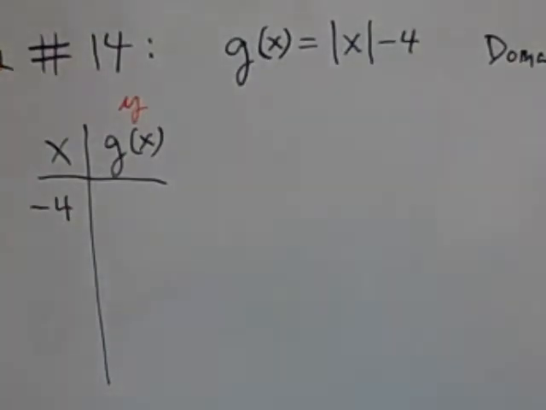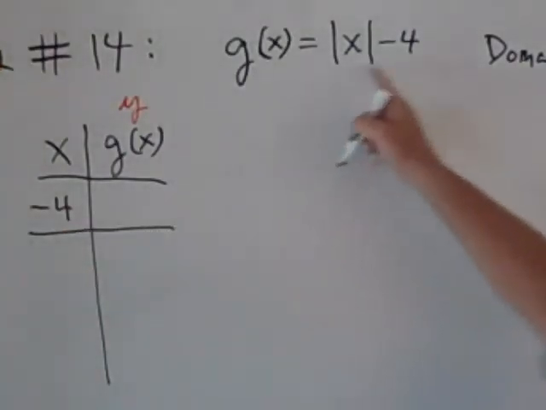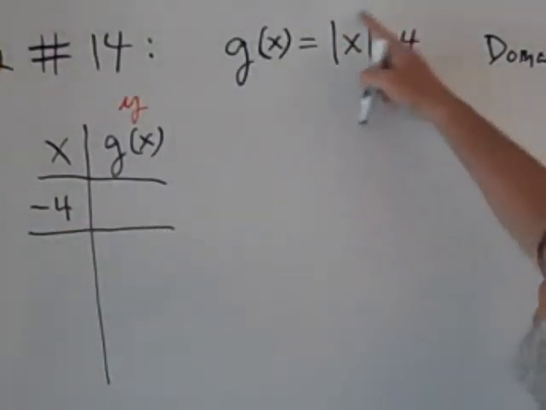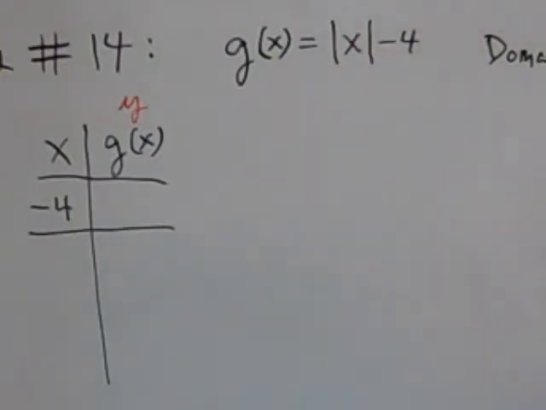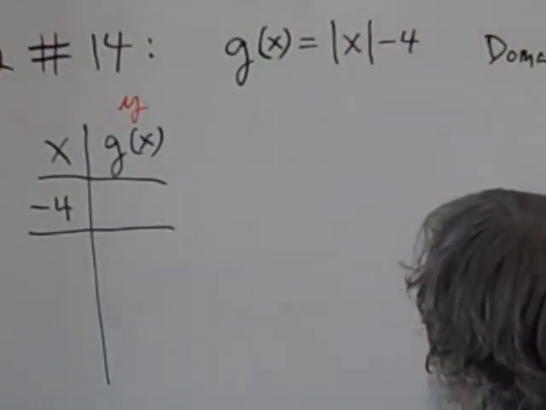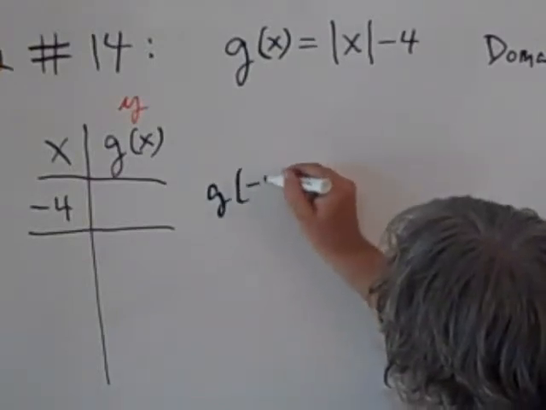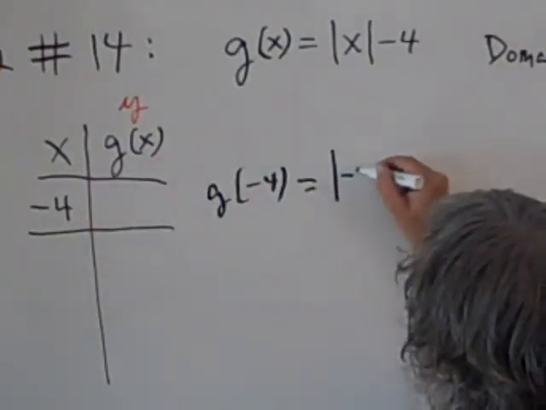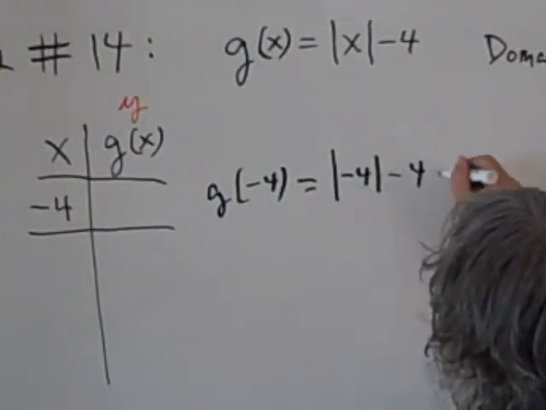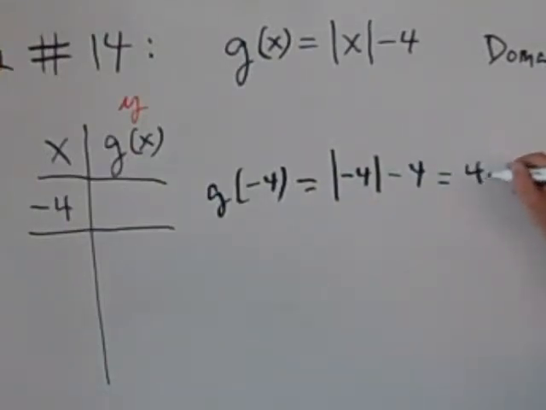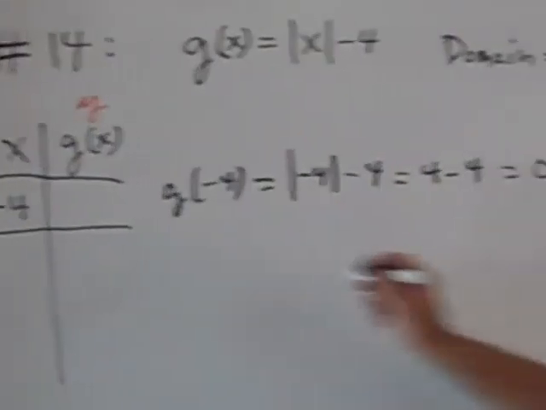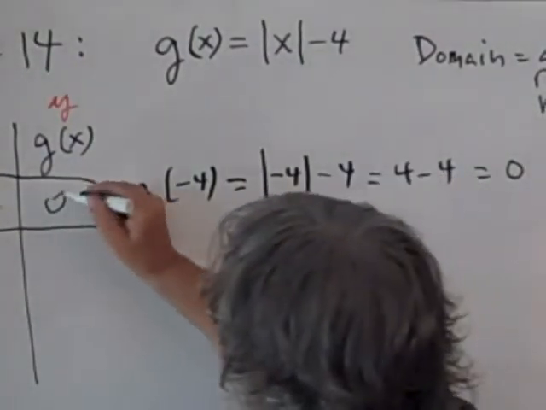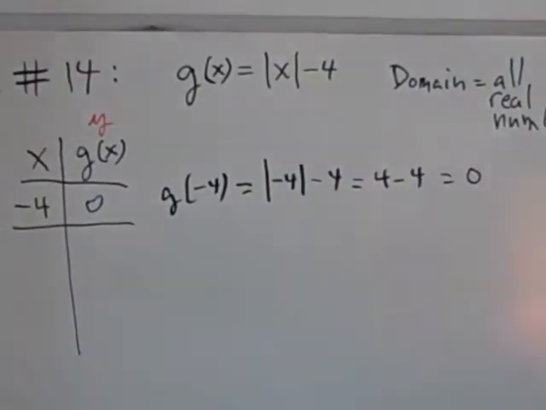If x is equal to negative 4, what is the output? What is the absolute value of x minus 4? So we'll figure that out here. G of negative 4, putting an input of negative 4 into this function, is the absolute value of negative 4 minus 4. And that's 4 minus 4, because the absolute value of negative 4 is positive 4. So that's 0. The output is 0 at negative 4 input.